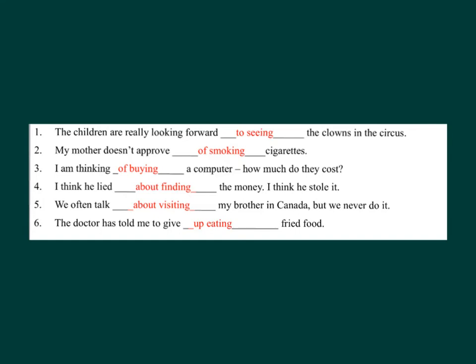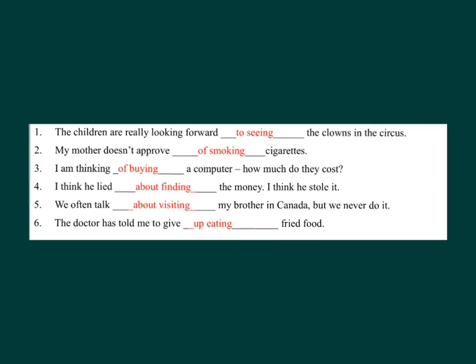Here are the answers. Number 1. The children are really looking forward to seeing the clowns in the circus. Number 2. My mother doesn't approve of smoking cigarettes. Number 3. I'm thinking of buying a computer. How much do they cost? Number 4. I think he lied about finding the money. I think he stole it.